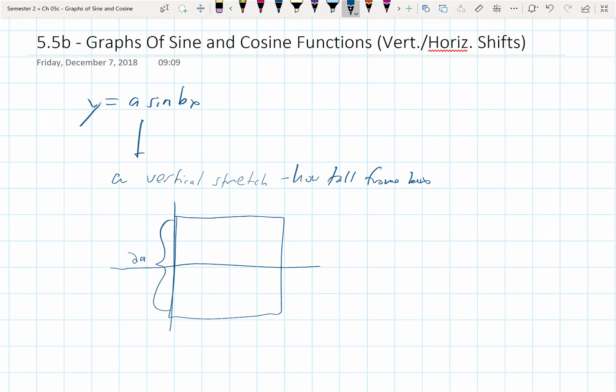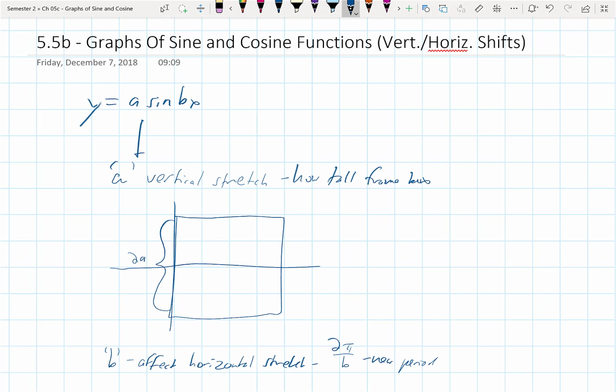B, on the other hand, if a is a vertical stretch, b affects the horizontal stretch. And since the regular period of a sine graph is 2 pi, 2 pi over b is the new period.